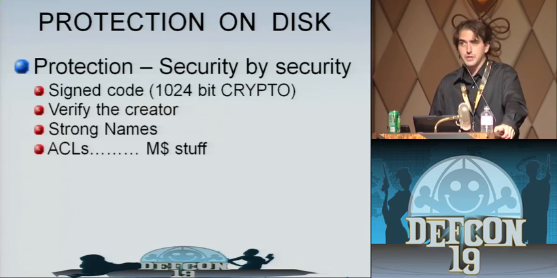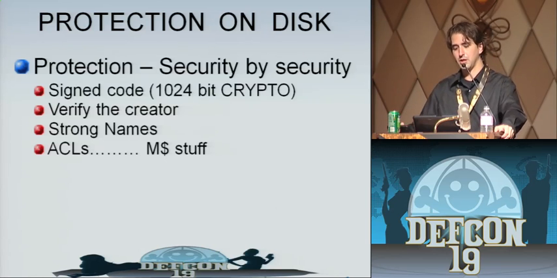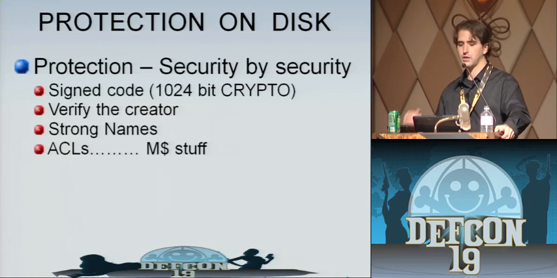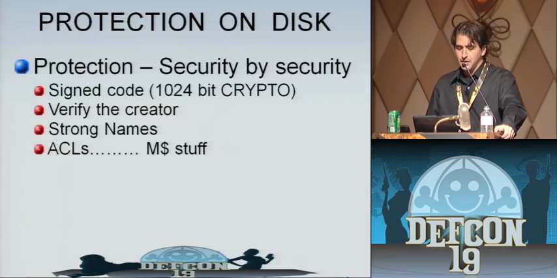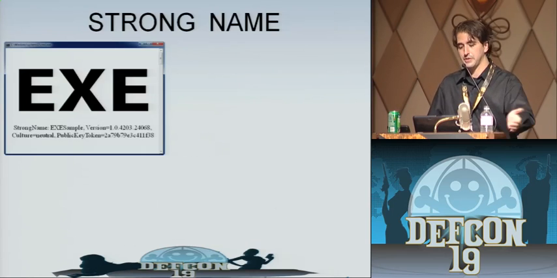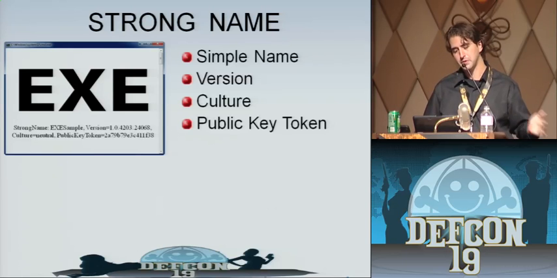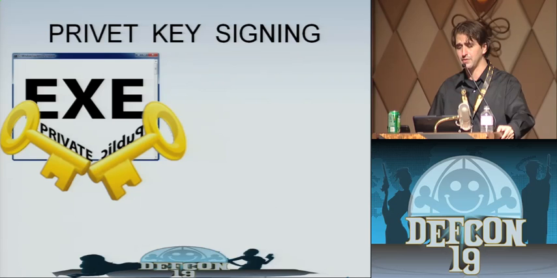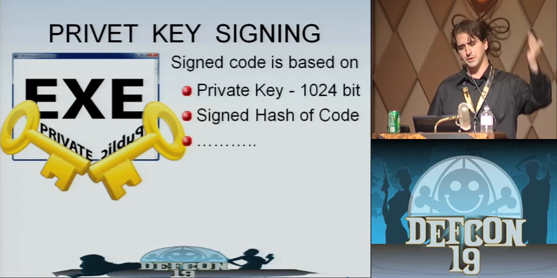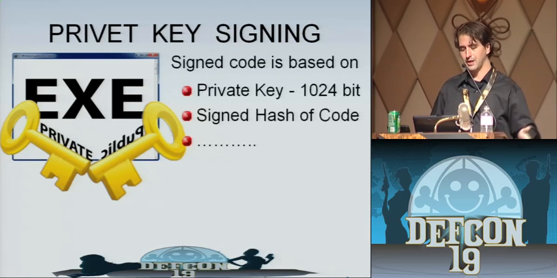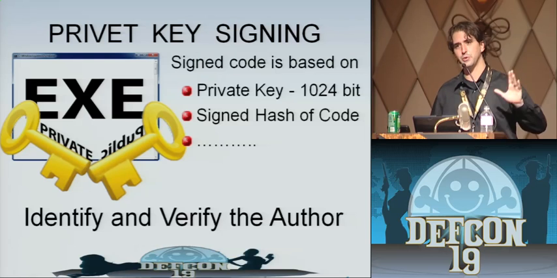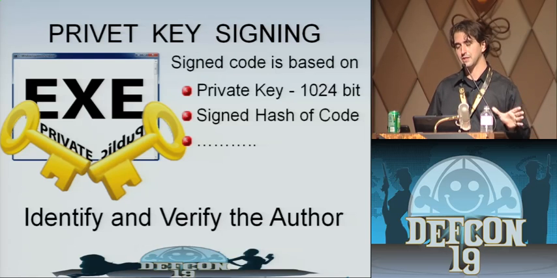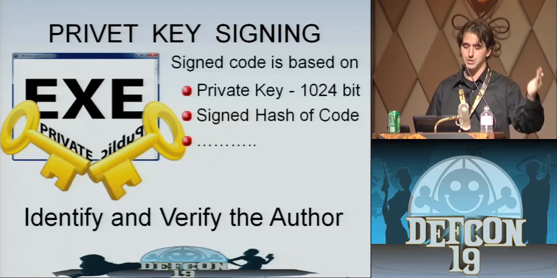There's security by security. There's signed crypto code that Microsoft has put on your applications that can verify the creator, strong names, blah, blah, blah. This shuts down tampering. This is a strong name. This is what it's constructed out of. If you actually don't know this stuff and you want to. Private key signing, 1024-bit crypto. This is impossible to break. It guarantees you that your author is the only person that has made the modifications to the blah, blah, blah.